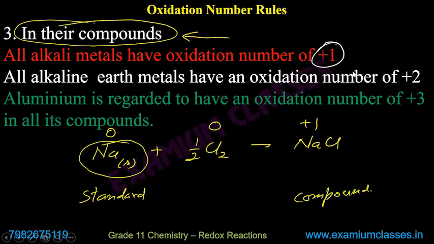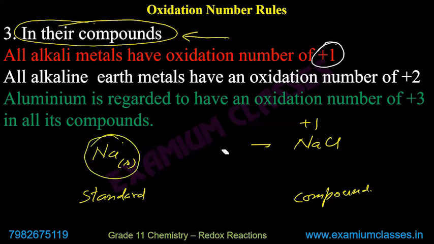Sir, in Na, but it is an alkali metal, so why can't we write it as +1? Because it is not attached with anyone. It is transfer of electron. In oxidation state, we are talking about transfer of electron. If it is just Na, has it transferred an electron to anyone? No, it is just sodium.